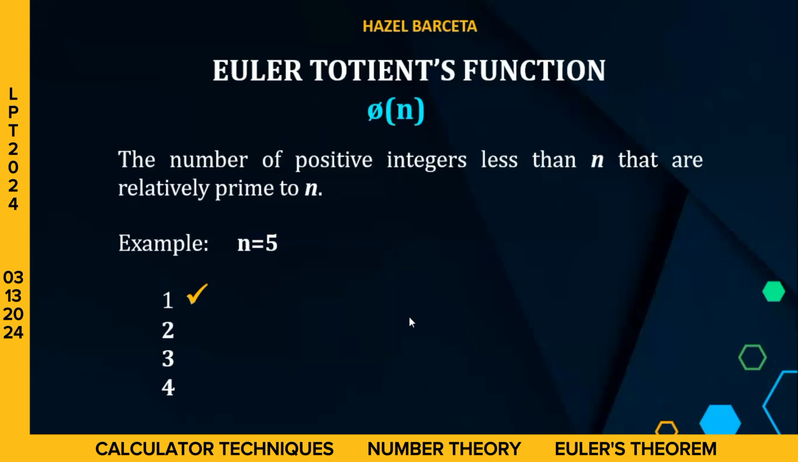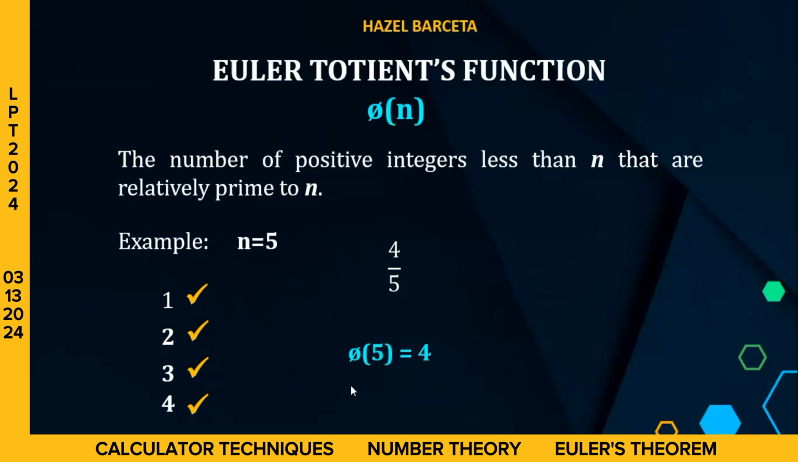How about 2 and 5? Ganon din po, wala nang makakapag-divide. So, check. Relatively prime kay 3 and 5. So, wala na din. Ganon din po sa ating 4 and 5. So, lahat po, 1, 2, 3, 4 are relatively prime kay 5. Hence, totient of 5 is equal to 4.